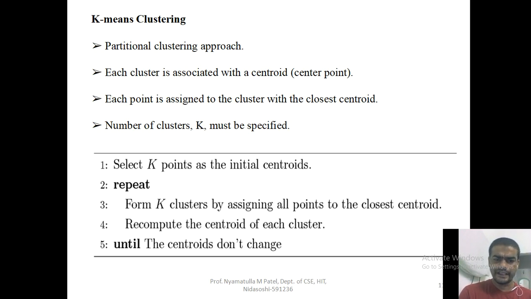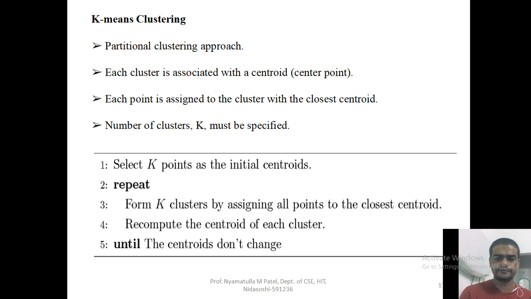Then what does it say? First, select k points as the initial centroids. So, if k is equal to 5, take 5 points as the initial centroids, then go on repeating until you form k number of clusters. Each cluster will have some objects, and all the objects in that cluster are closest to the centroid, similar to the objects present in the group and different from the other group. So, form k clusters by assigning all points to the closest centroid.